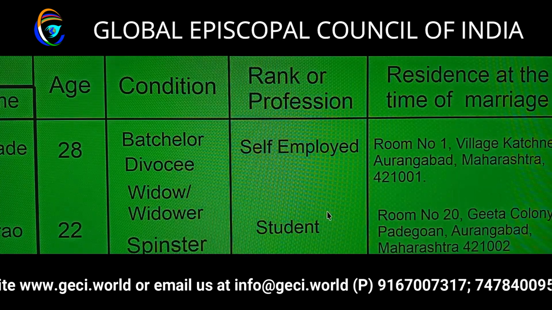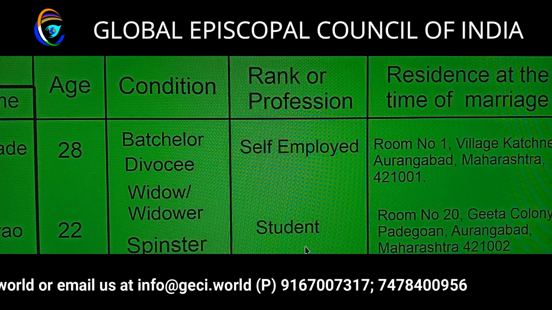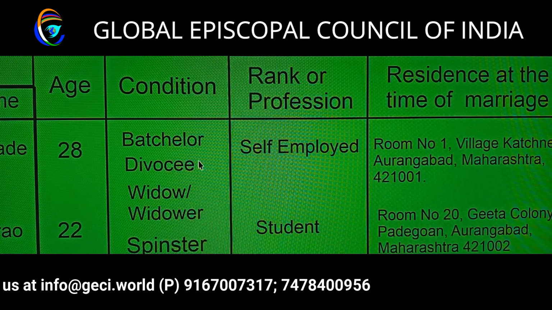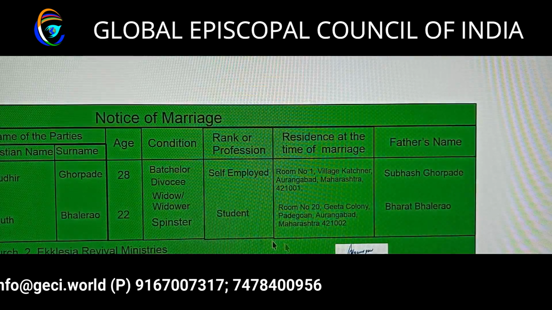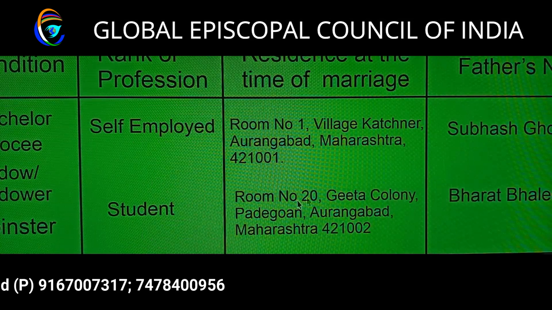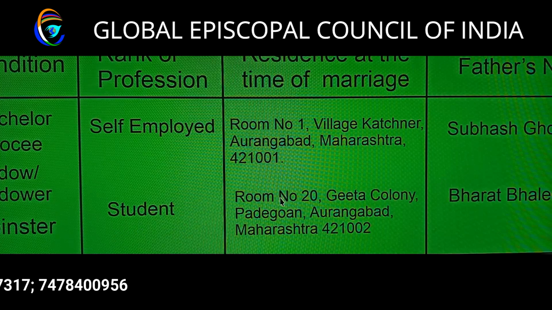Since the girl was not doing anything, she was just a student, so I mentioned over here student. Or you can just say not working, right? In case of the girl's side, of course now everybody is working class, so you can write either student or not working. Then comes the next, called the residence at the time of marriage.